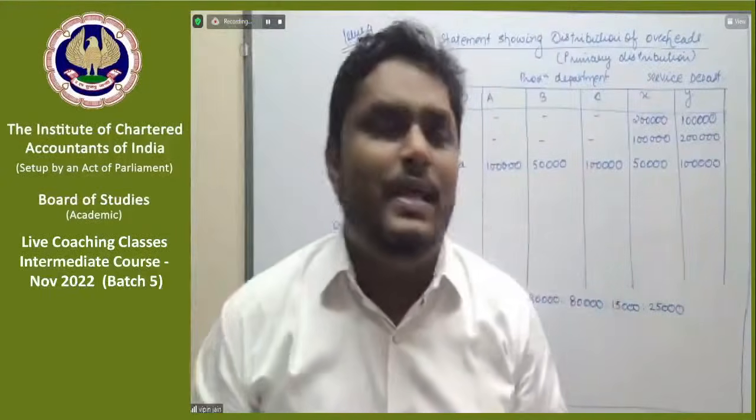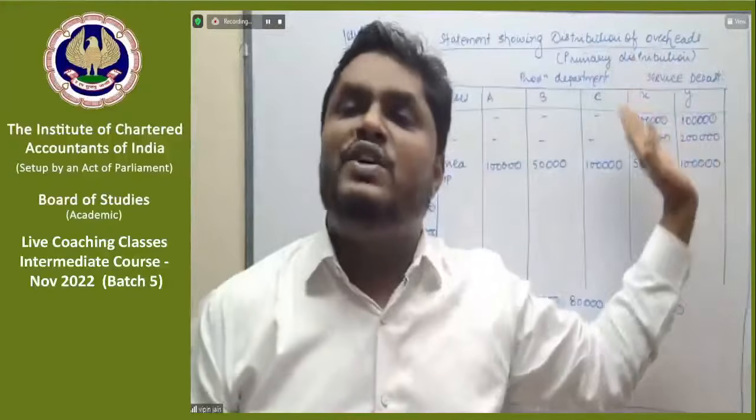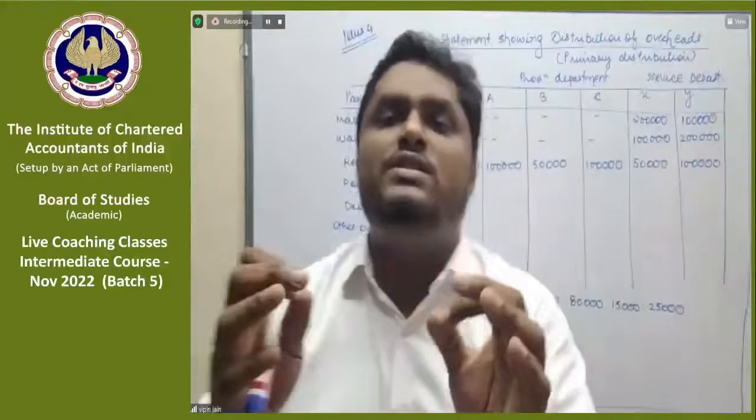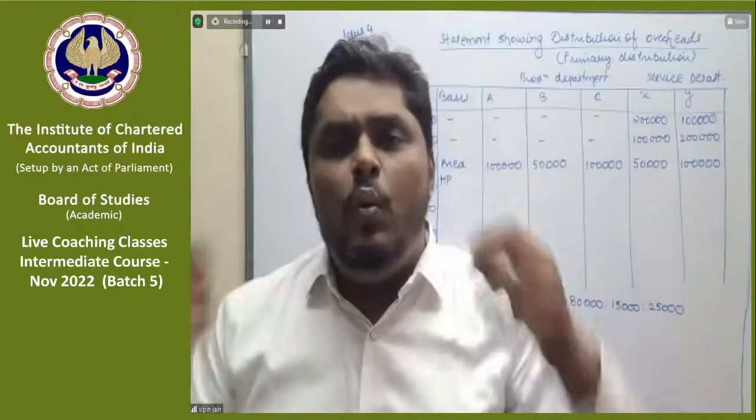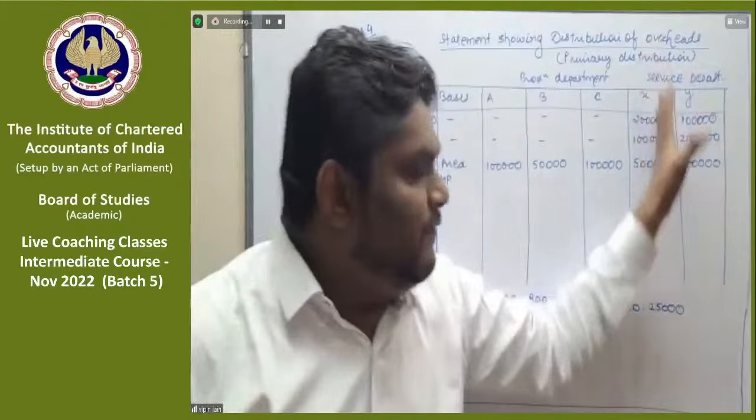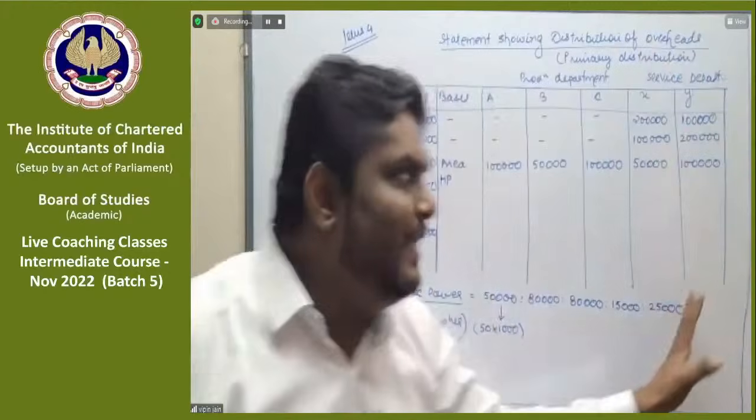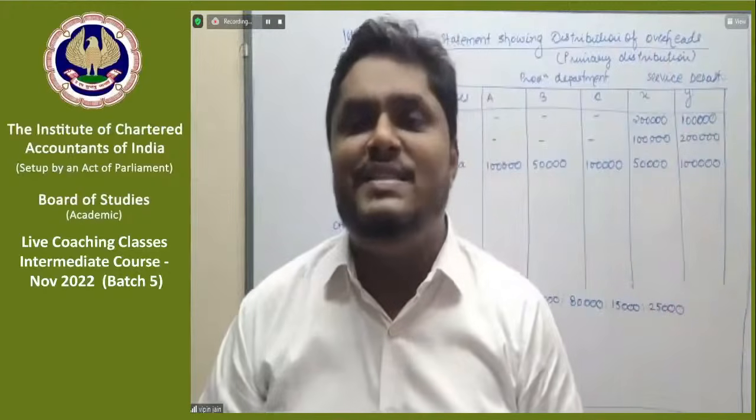Very simple, guys. Since no units are manufactured in X and Y, whatever the cost that belongs to X and Y, whether it is material, whether it is wages, and whatever the expenses, we need to make the total, and this will be redistributed to the production department, that is A, B, and C.